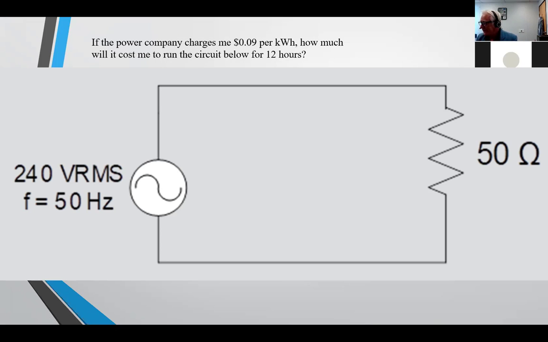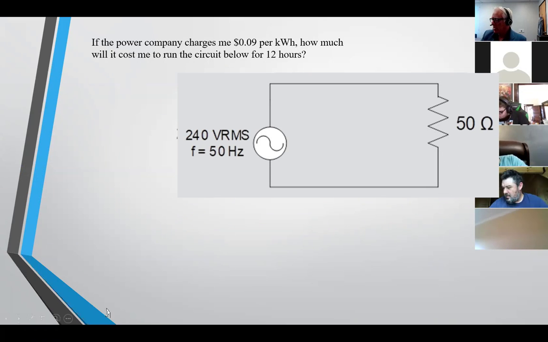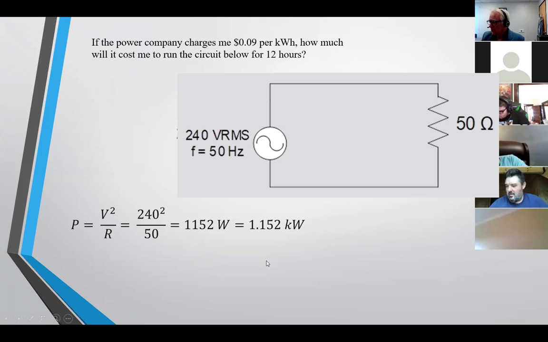$1.24. I don't know. How did you go about getting there? I calculated watts. How'd you do that? Ohm's law, power equals voltage squared over resistance. So 240 squared divided by 50. Okay.